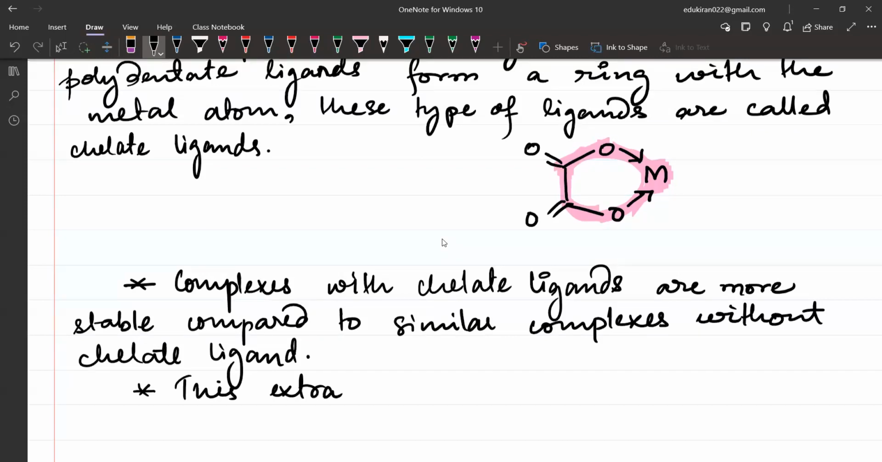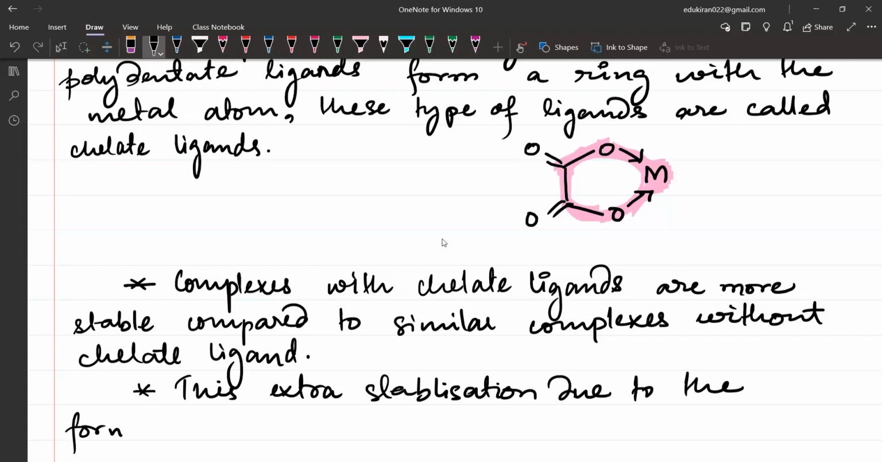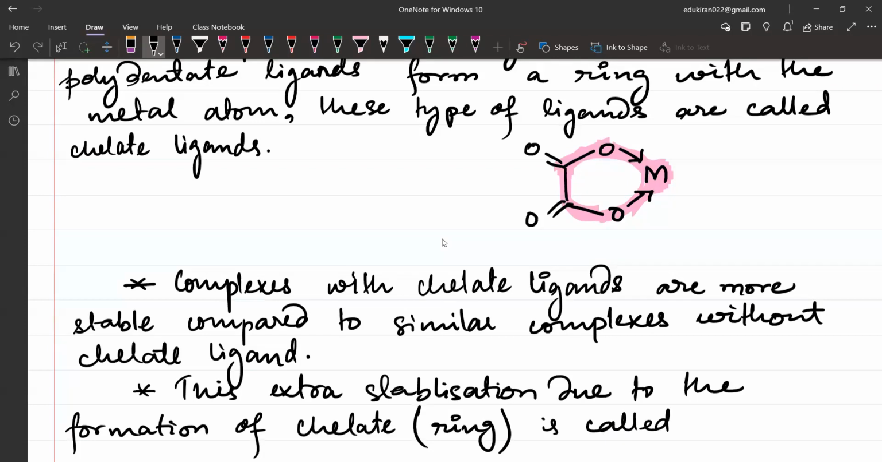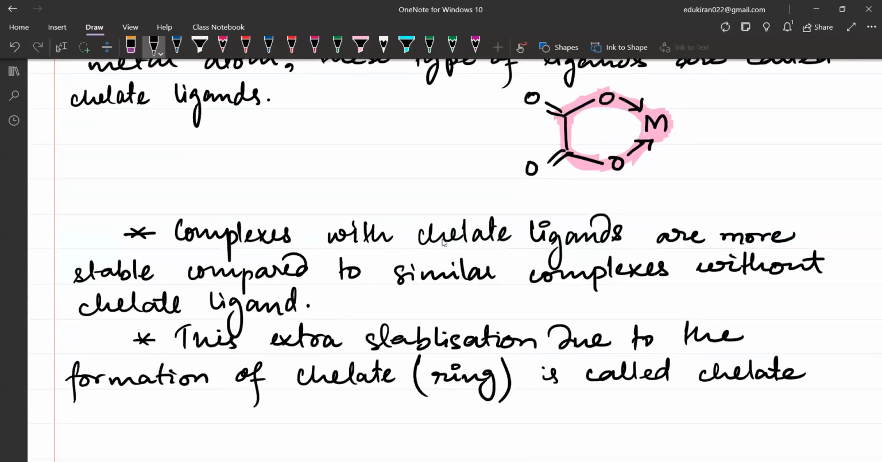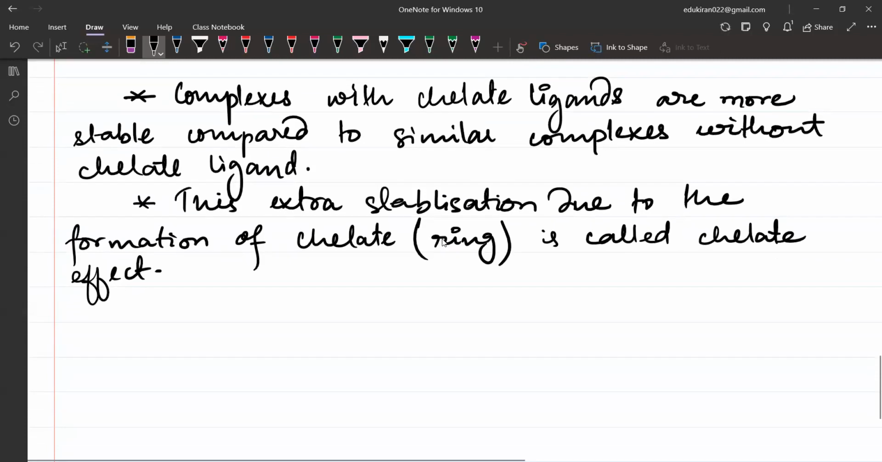This extra stabilization due to the formation of chelate (ब्रैकेट में रिंग लिख दीजिए) is called chelate effect. ठीक है? I will explain you with this particular example.